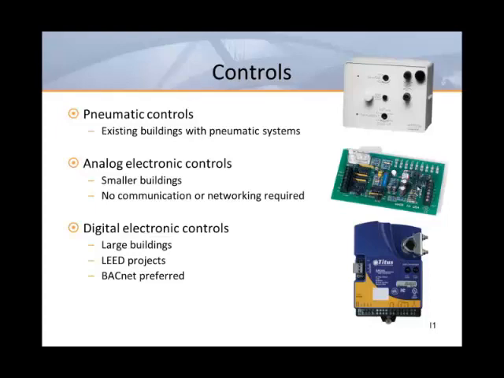pneumatic systems. Analog electronic controls are often an excellent choice for small buildings or situations where there's no desire to network or communicate with the controls. Analog controls can provide excellent airflow and temperature control and can also be balanced using nothing more than a voltmeter and a screwdriver. Any new construction or large building is going to require digital electronic controls.